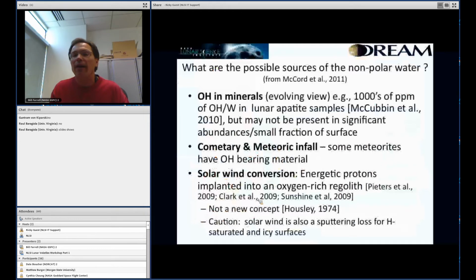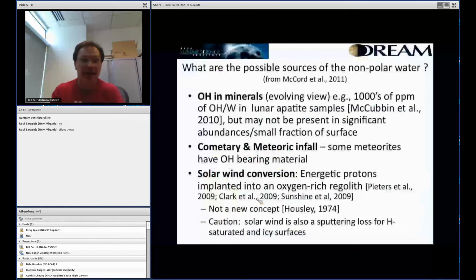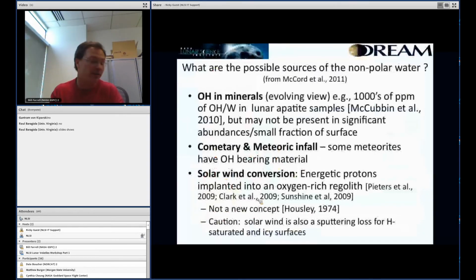Good. So what are the possible sources for this nonpolar water? Well, Tom McCord wrote, I think, a great review. Actually, he had a great paper on the M-cubed results with new results in his work. But the front end was actually a terrific review, and he did talk about 3 possible sources. One is, of course, intrinsic mineralogy. The other possibility is cometary and meteoric infall. And the third is solar wind conversion. And as Larry Taylor said yesterday, it's probably a combination of all 3 at some levels. And I'm going to focus a lot on solar wind conversion.